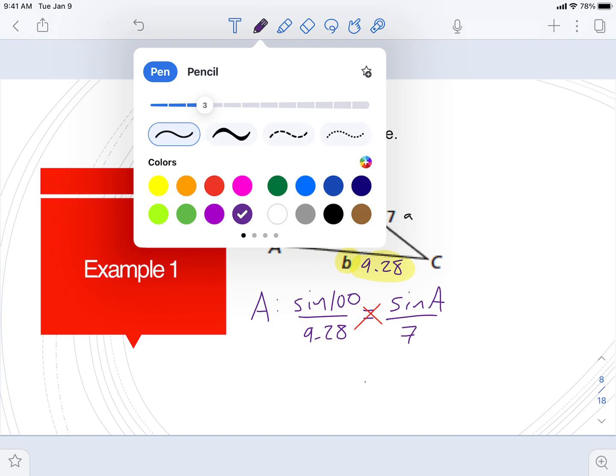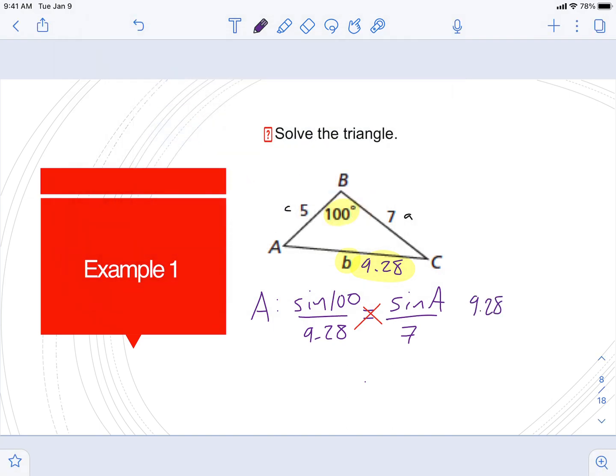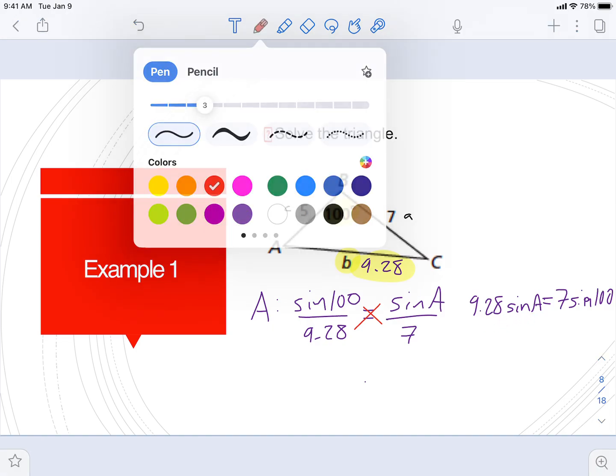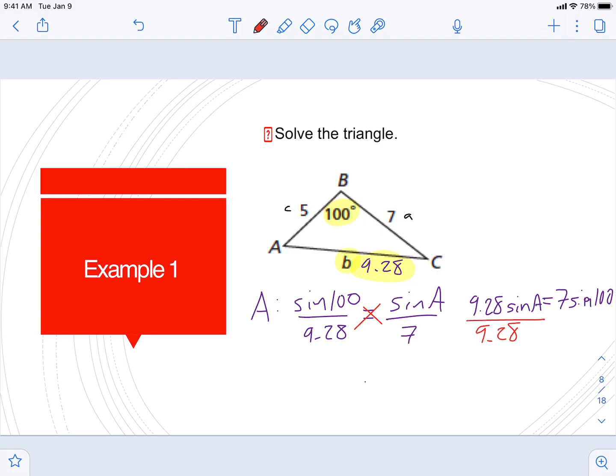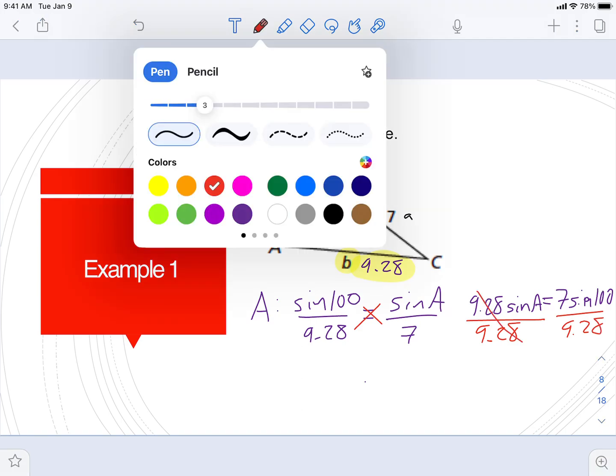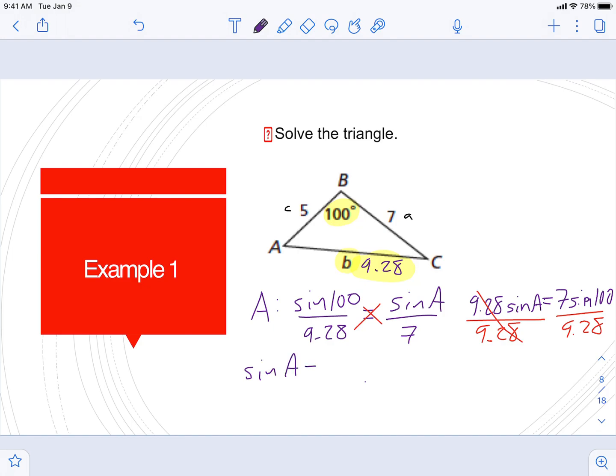Now if we cross multiply, one side is going to be 9.28 sine of A, and the other side is going to be 7 sine of 100. Just barely got it in there. All right, now we're trying to get A all by itself. So the first thing I'm going to get rid of is that 9.28. If I divide both sides by 9.28, I get that sine of A is equal to 7 sine 100 over 9.28. And then in order to find A, I'm going to do the inverse sine of all of that. So A is equal to inverse sine of 7 sine 100 over 9.28.